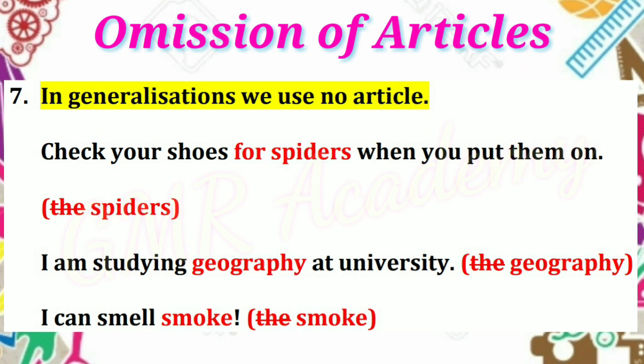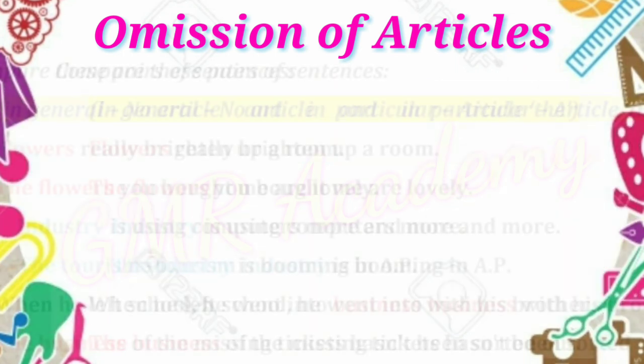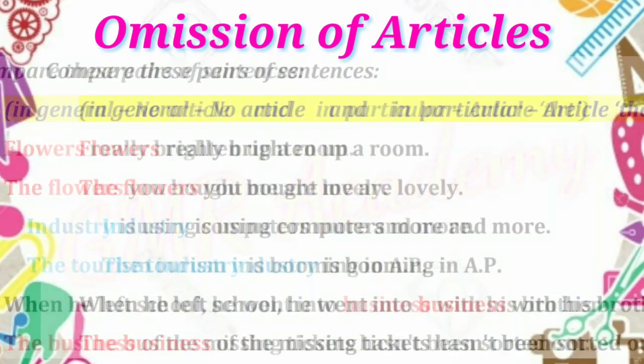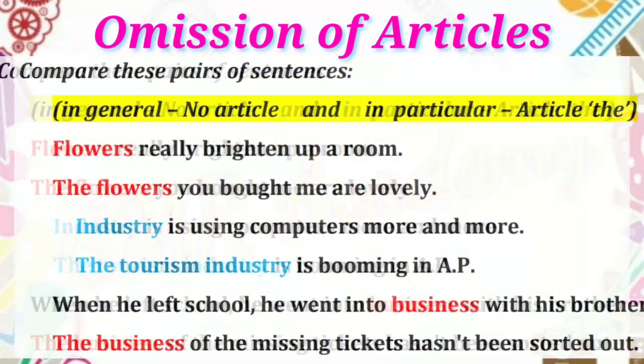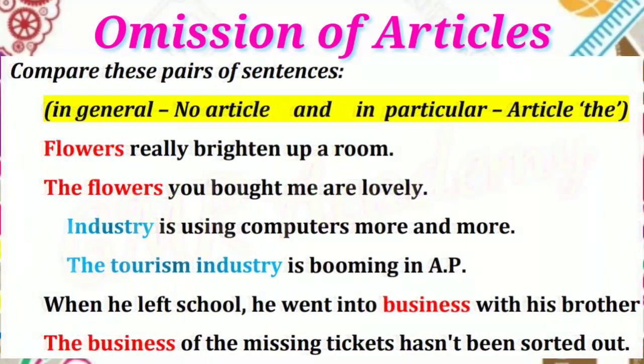So no article is used. I can smell smoke. Smoke here in a general way, not in a particular way. So we use no article. Compare these pairs of sentences. In general, no article is used, and in a particular way, the article "the" is used.